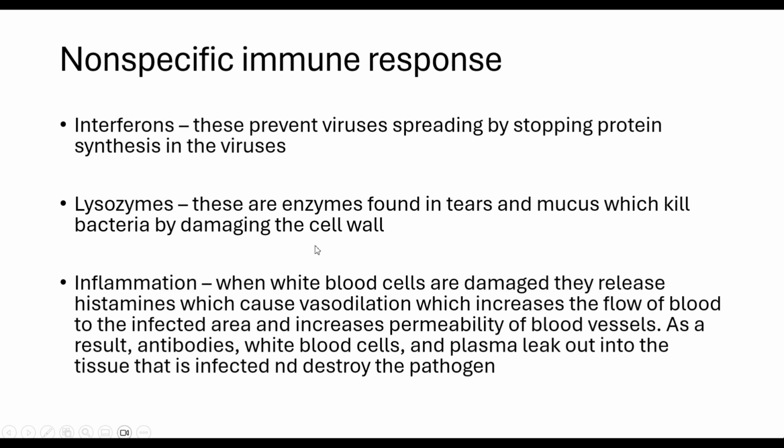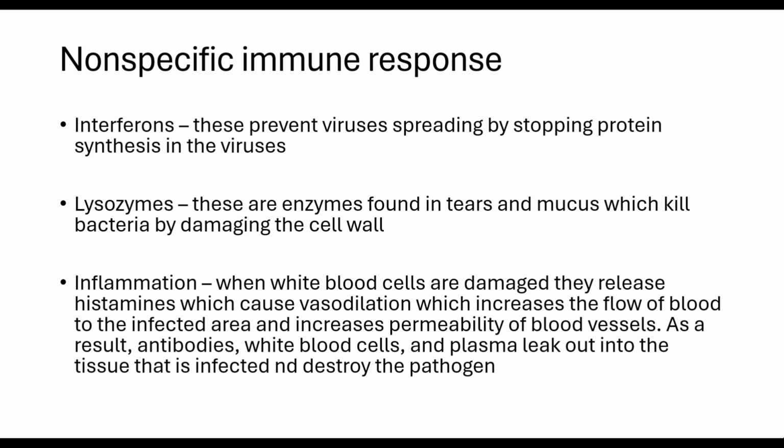Inflammation. When white blood cells are damaged, they release histamines, yeah, which cause vasodilation. So basically, how this works, yeah, I'll break this down for you. When white blood cells are damaged, they start releasing these histamines, which cause vasodilation. What that means is it increases the flow of blood. So dilation means it's going to increase. So it increases the bandwidth, yeah, of your arteries.